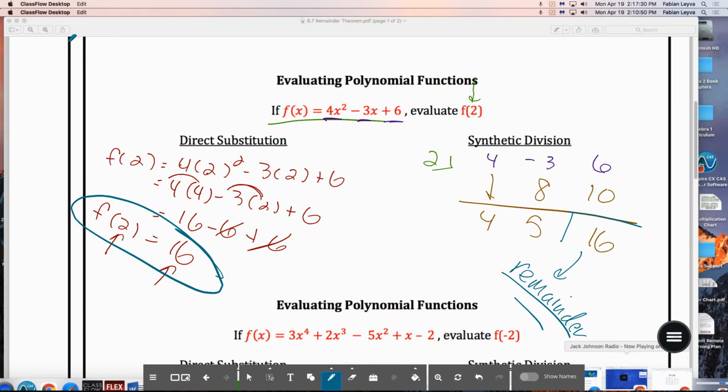Literally, when you're using synthetic division, you're using it to evaluate polynomials. The remainder, when using synthetic division, is literally the output when you're evaluating that polynomial at that specific value. So, I'm not sure about you guys, but which one seems easier? The second one.